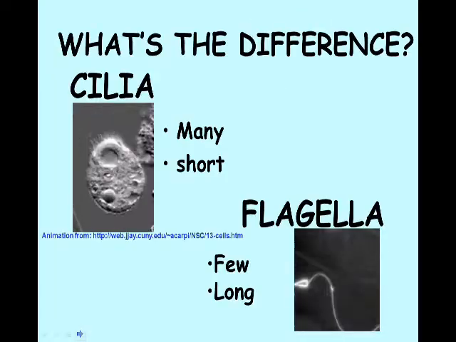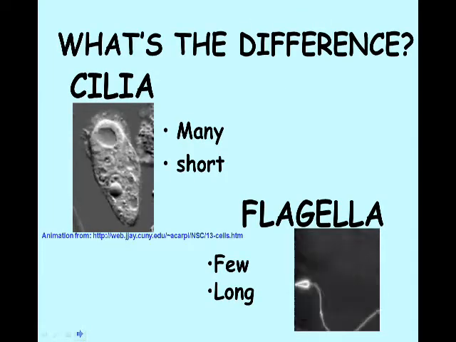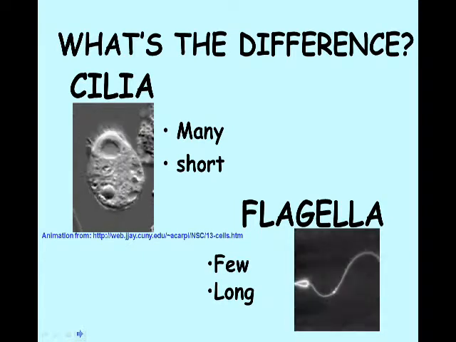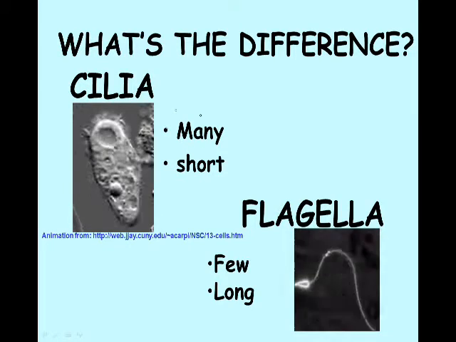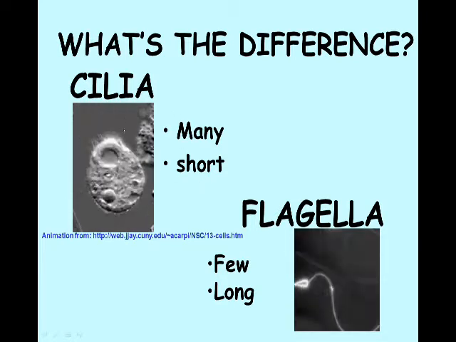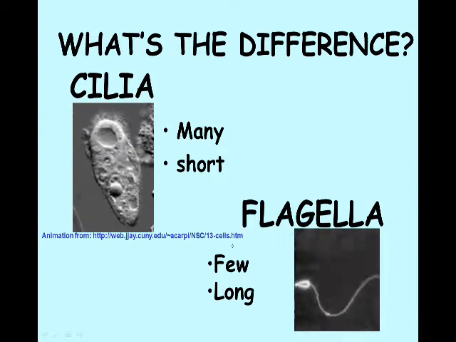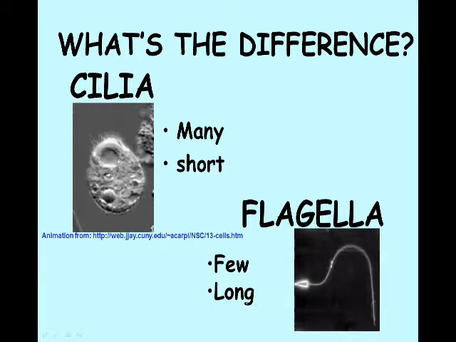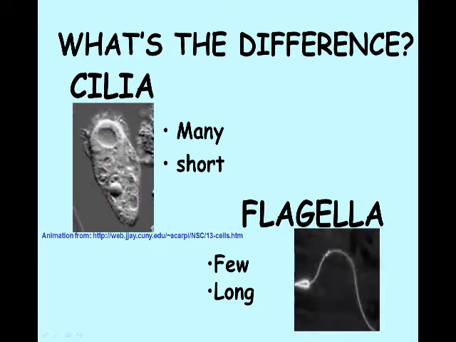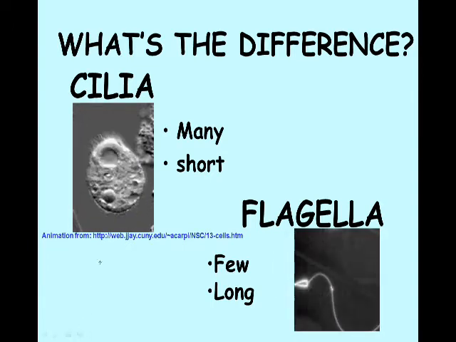So what's the difference between the two? They're both made out of microtubules. They both have that 9+2 pattern. Basically, the difference is how many there are and how long they are. So cilia, usually lots of them, many short hair-like structures on the surface, very short and stubby little hairs. Flagella, fewer, maybe 1 or 2 together, and very long. And that's really the only difference, the size and shape of those 9+2 structures.